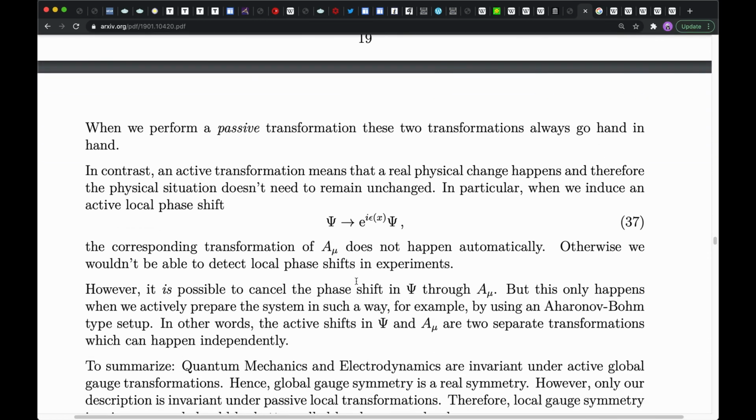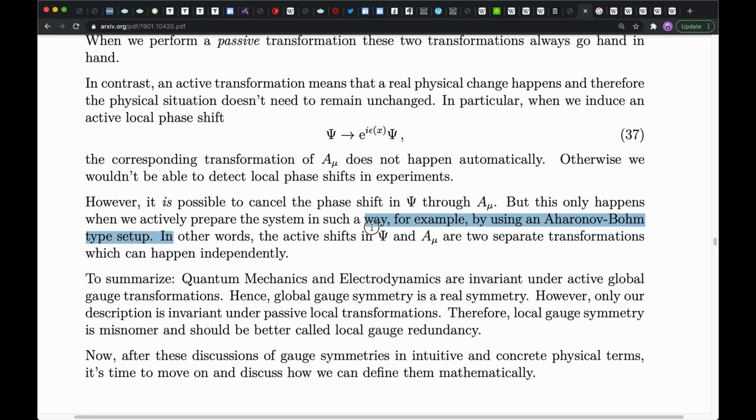But in a real physical system, we can also induce a local phase shift, and we can cancel that out by changing our electromagnetic potential, using a solenoid for example, and applying the Aharonov-Bohm setup to our system. In other words, those two active shifts are two separate transformations which can happen independently.